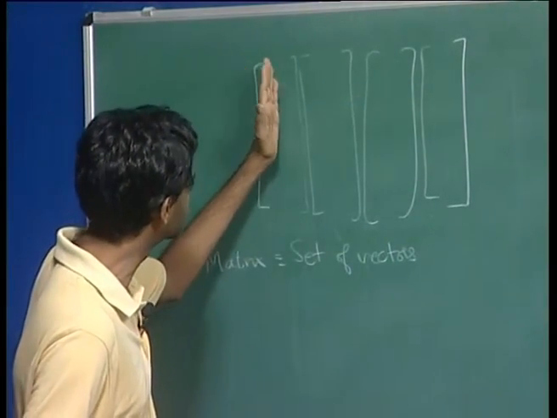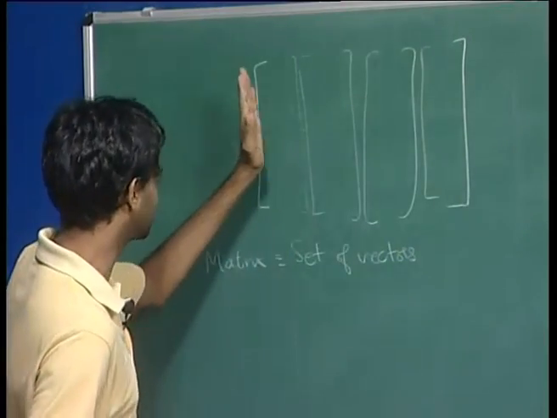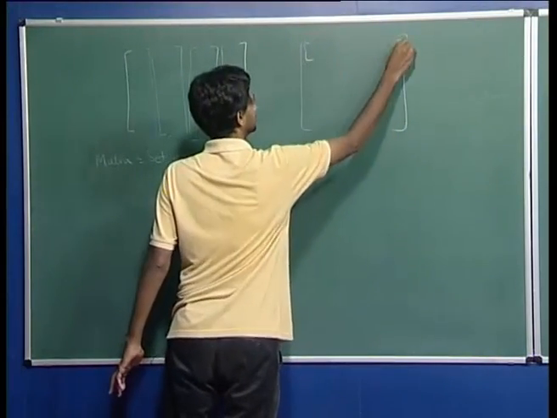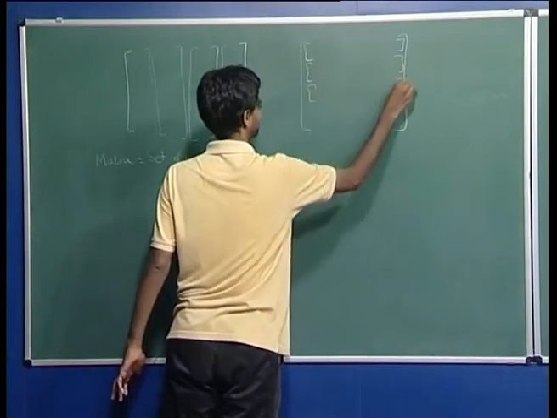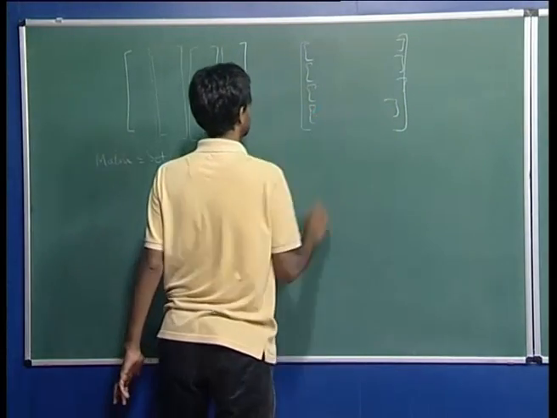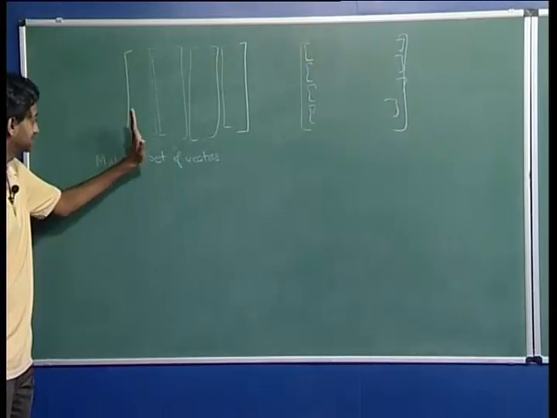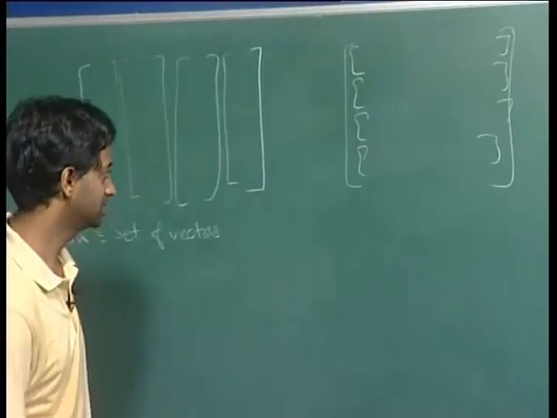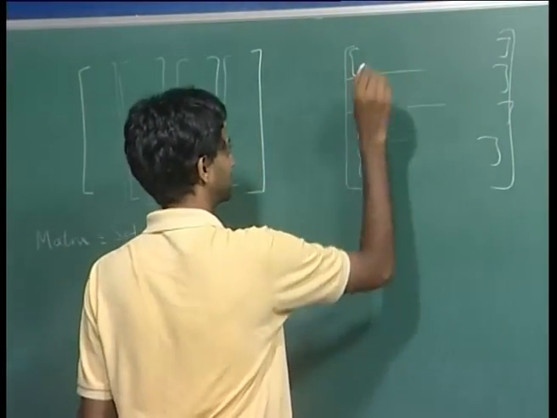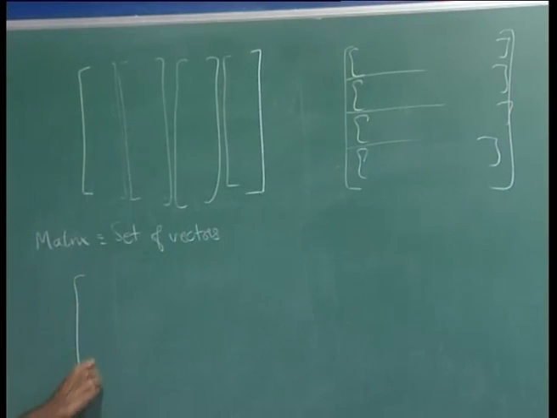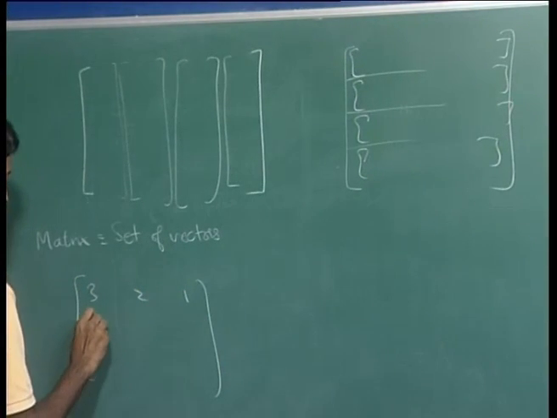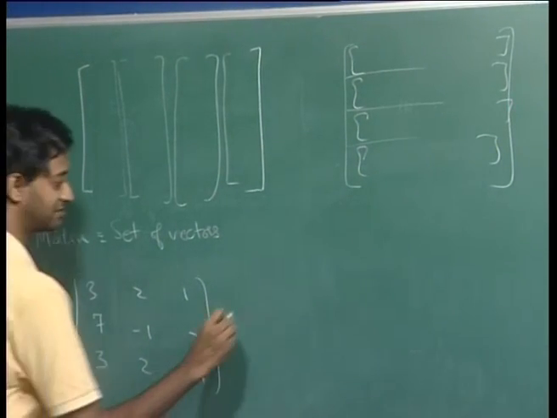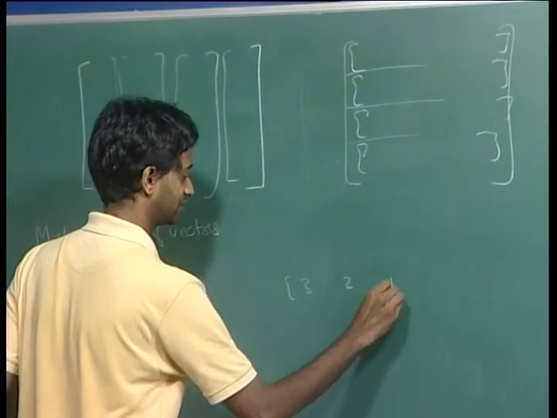So you can think of either each row as a vector or each column as a vector. So the matrix can be thought of as a set of vectors, where you can think of each column as a vector or each row as a vector. So, for example, if you have a matrix 3, 2, 1, you can think of it as composed of 3 vectors.